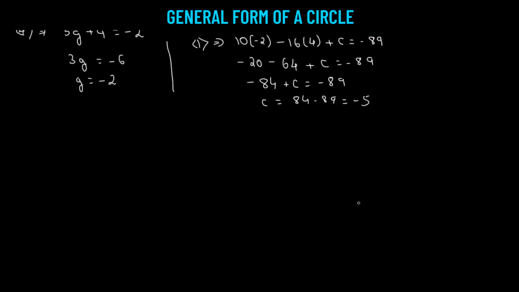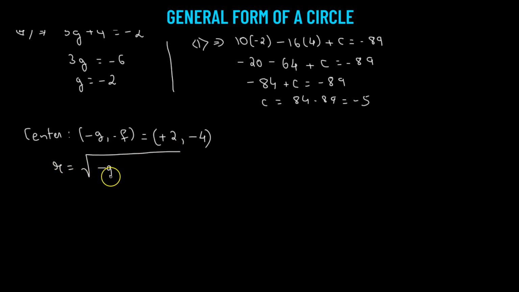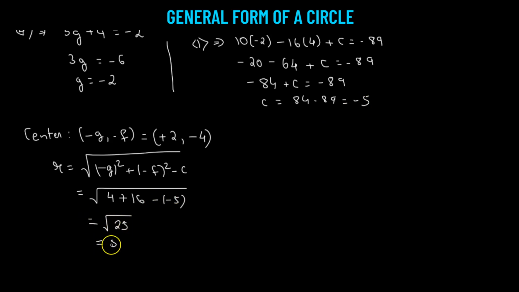Now the center of a circle is given by negative g comma negative f. We obtained g as negative 2, so negative g becomes positive 2. And f we found to be 4, so negative f becomes negative 4. And let's find the radius. The radius is given by the square root of negative g whole squared plus negative f whole squared minus c. So we substitute the values. Negative g corresponds to 2, so 2 squared is 4, plus negative f corresponds to negative 4, so that squared becomes 16, minus c. The c value is negative 5, so we get negative of negative 5. That gives us the square root of 25, and the radius comes out to be 5 units.